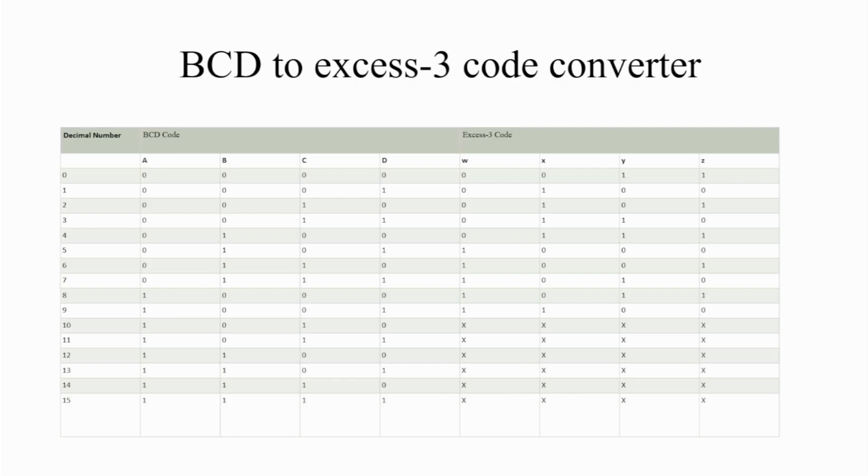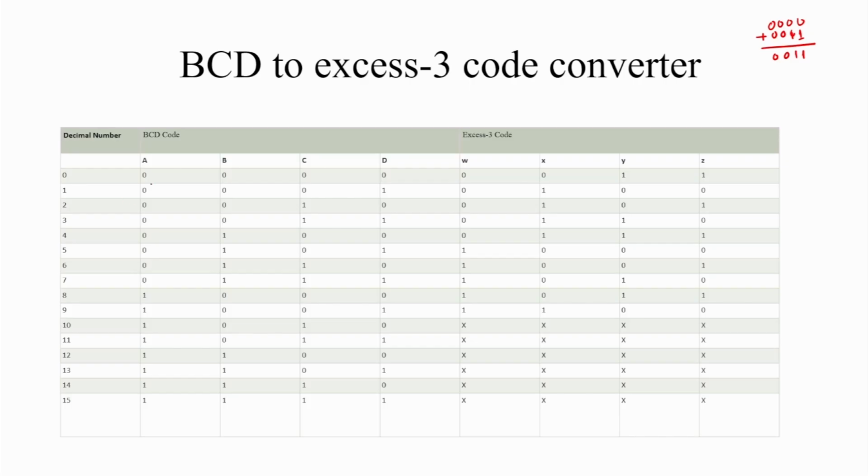Excess-3 code means we simply add 3 to the BCD. Suppose the BCD of a number is written as 0 0 0 0, and we simply add 3 in BCD, and we will find 0 0 1 1. This means we add 3 in BCD and we get the Excess-3 code. That is why it is named the Excess-3 code.